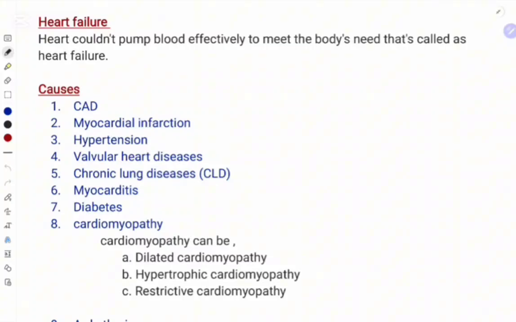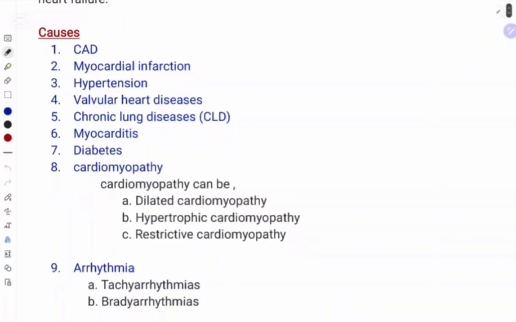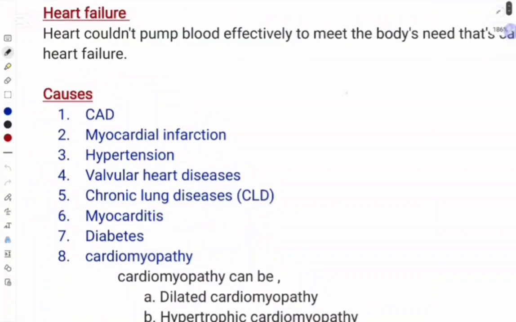Then we will move to the causes. The causes include coronary artery diseases, for example an atherosclerotic plaque. The cardiac muscles are supplied with blood by the coronary arteries. If a coronary artery is blocked by an atherosclerotic plaque, the blood supply to the cardiomyocytes in that region is reduced.